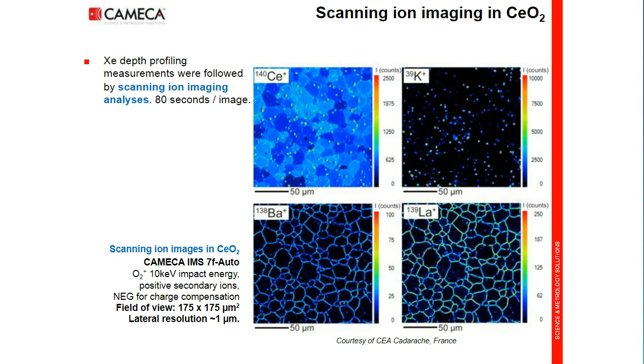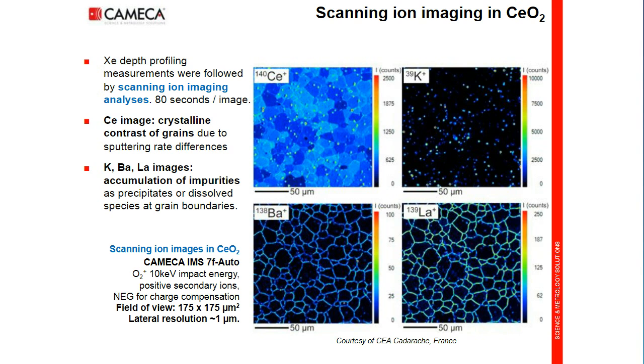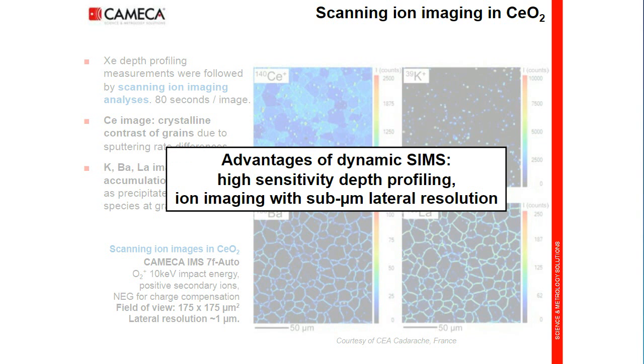On the cerium image, one can distinguish the crystalline contrast of grains due to the different sputtering rates, whereas the ion images for the contaminants show the accumulation of impurities as precipitates for potassium or dissolved species at grain boundaries for barium and lanthanum. Data shown for this sample illustrate some of the unique analytical advantages of dynamic SIMS: high sensitivity depth profiling, and ion imaging with sub-micron resolution.